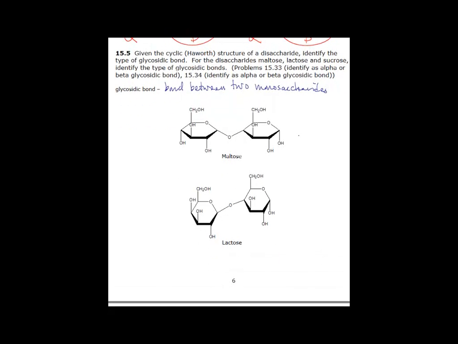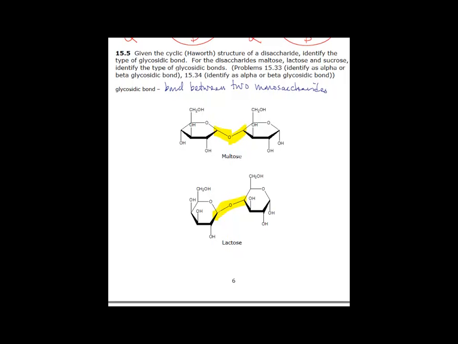So I have maltose and lactose here. These are disaccharides. You can see that they're made up of monosaccharides. They're held together by a glycosidic bond. This is the glycosidic bond here.